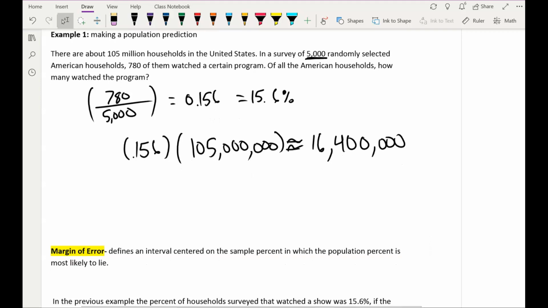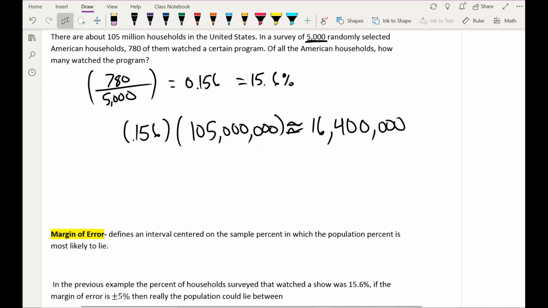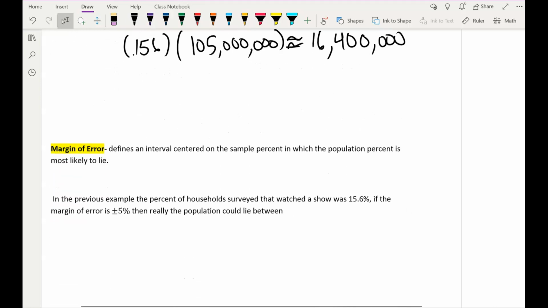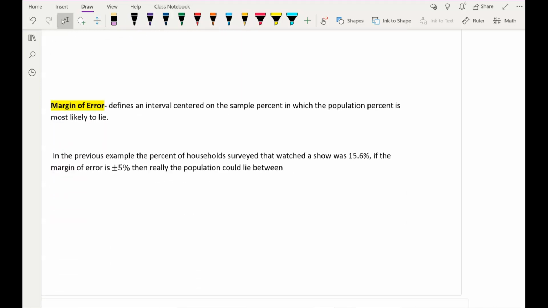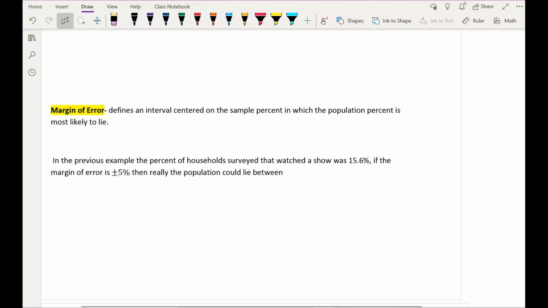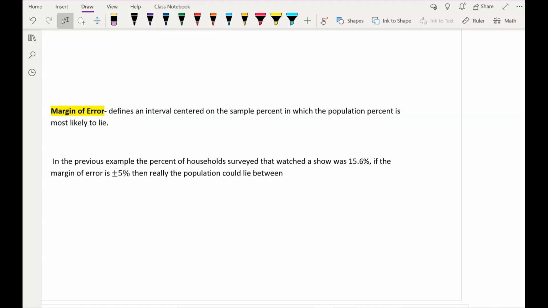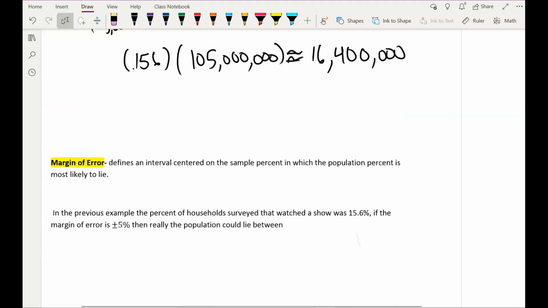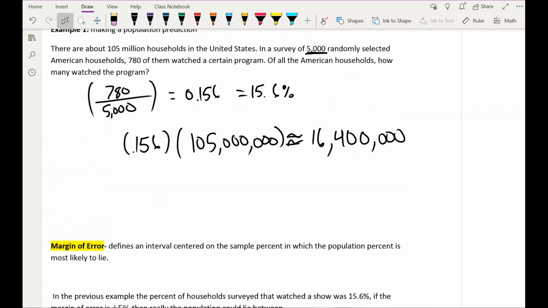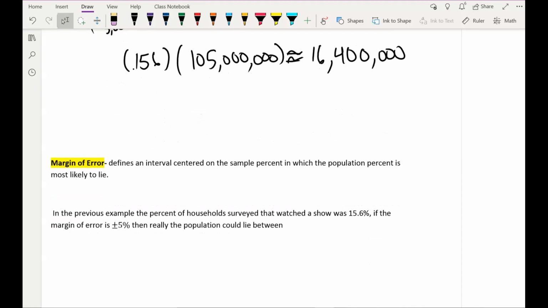Now, the problem with surveys is that they're not exact indicators of what's going to happen. We don't know for sure there's going to be 16 million 400,000. It's a prediction. It's a somewhat accurate prediction based on information you've gathered from a sample. But there's still going to be a margin of error. Margin of error is an interval that tells you how much the percent can fluctuate. So in the previous example, we found that there was a 15.6% watch rate, right? 15.6% of people watch the program.